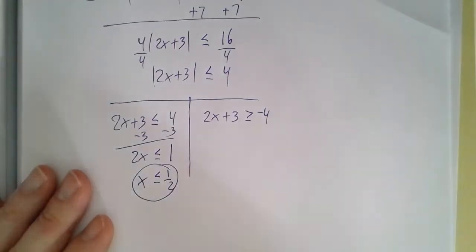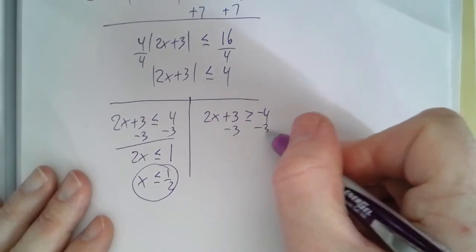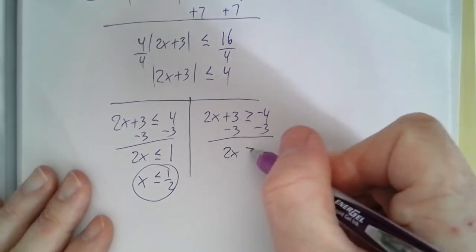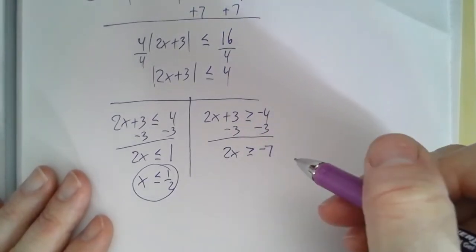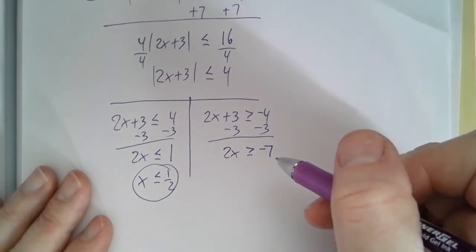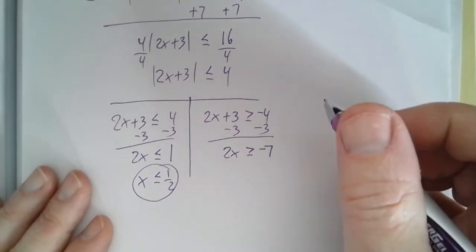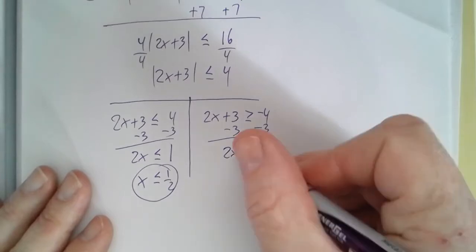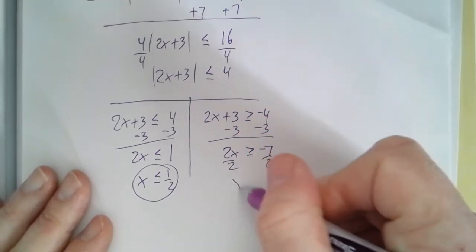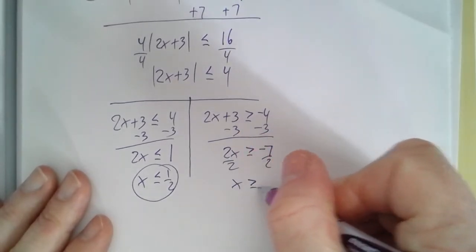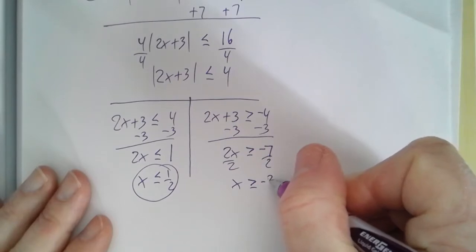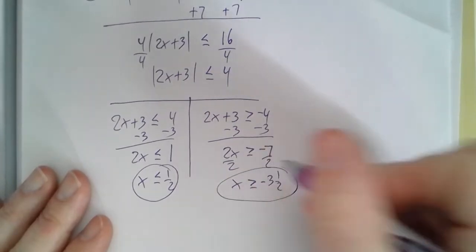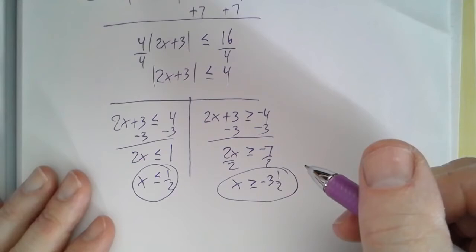Then here, we're going to subtract the 3 over. Get 2x is greater than or equal to negative 7. And then we're going to divide by 2. And we get x is greater than or equal to negative 3 1/2. All right, so it's 3 1/2 and 1/2. Yep, that's correct.